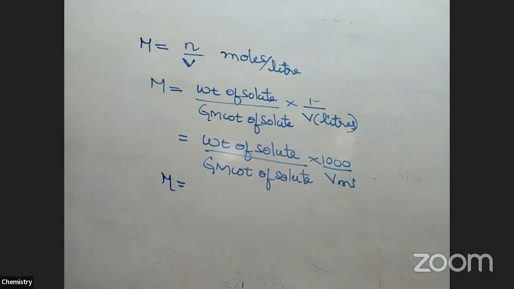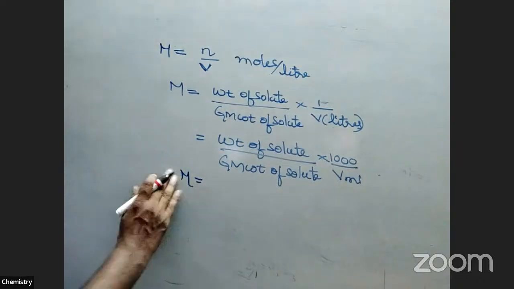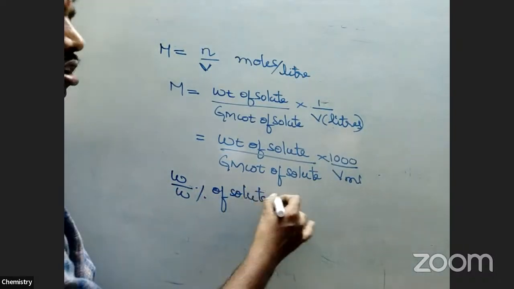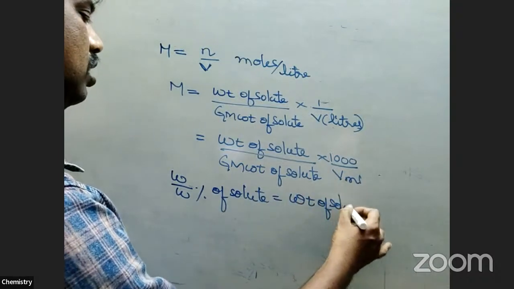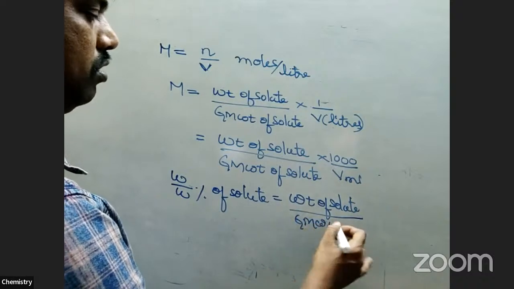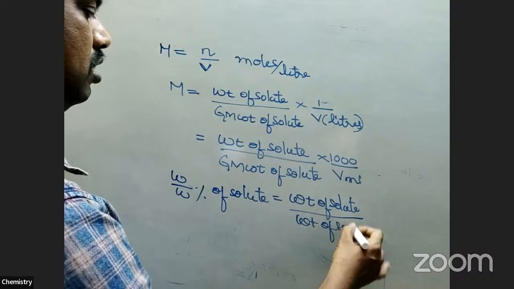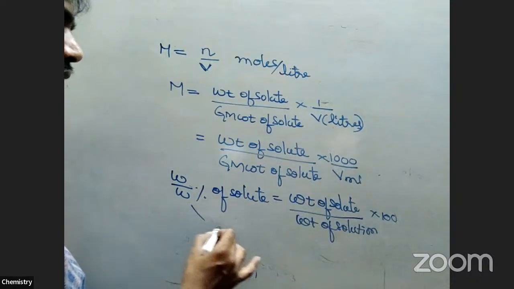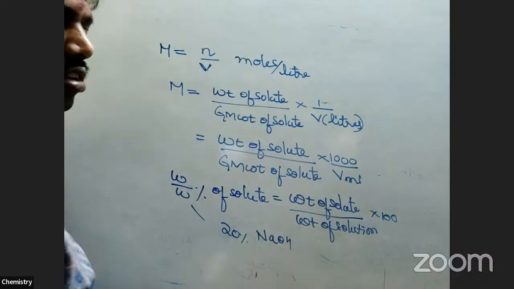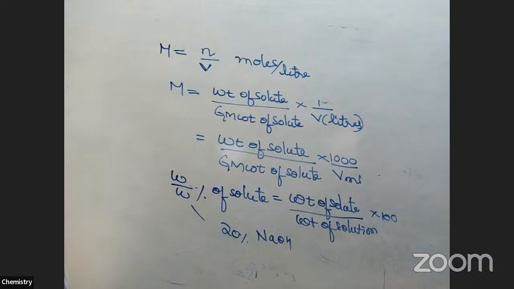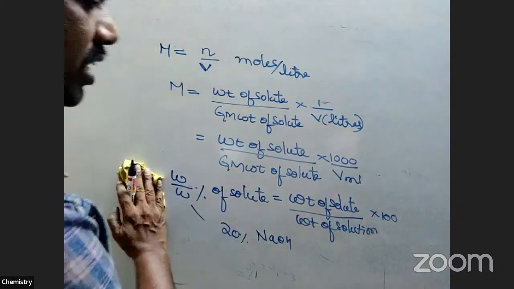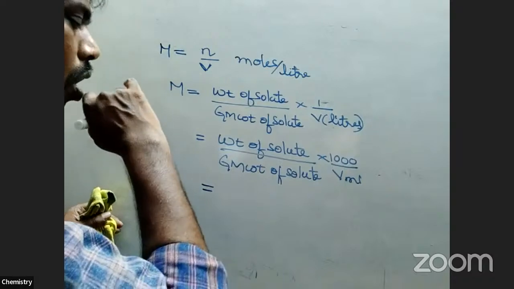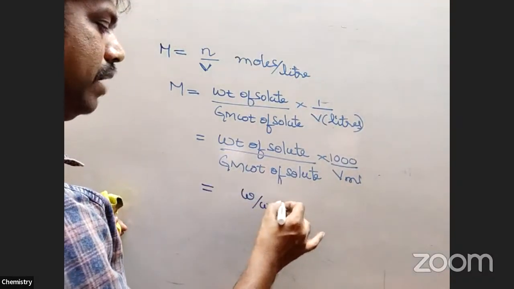Here, when it is related to weight by weight percentage method, weight by weight percent of solute is equal to weight of solute by weight of solution into 100. For example, 20% weight by weight of NaOH indicates 20 grams of NaOH present in 100 grams of solution. So here, instead of weight of solute, we use weight by weight percentage of solute.